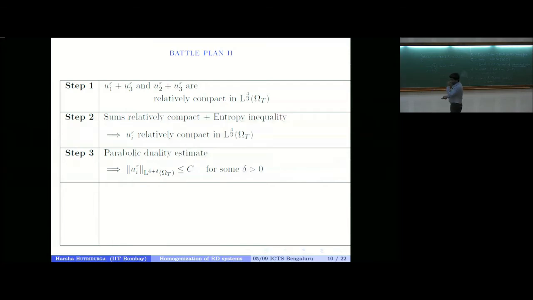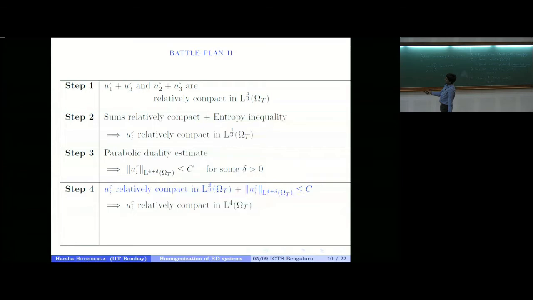Okay? Then I hope you all are aware of interpolation inequalities in L^p. So you have shown that the u_i's are strongly converging in some L^p space, and you have shown that they are also uniformly bounded in some larger L^p space. Then they will be relatively compact everywhere in between. So you combine this information: you have that the u_i's are relatively compact in this, you have a uniform bound, so you will be relatively compact in L^4.